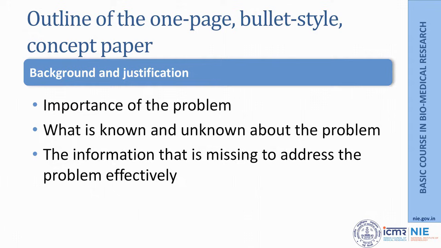The background and justification essentially will have 3 bullets. One on the importance of the study problem. Second, what is known and unknown about the problem in relation to the literature and in relation to the local context. Lastly, the information that is needed to address the problem effectively.